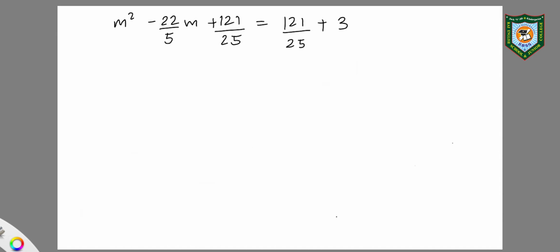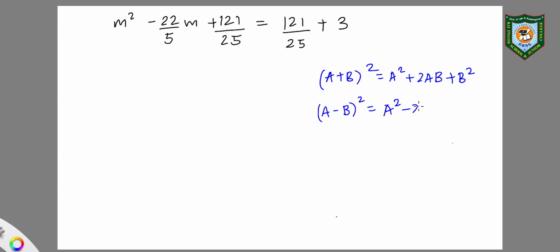Now there are two concepts that we need to remember. We have learned in our earlier classes that (a + b)² = a² + 2ab + b², and (a − b)² = a² − 2ab + b². Now what I'm going to do is just solve this particular side for now, as we need to understand how to get a complete square on the left hand side.